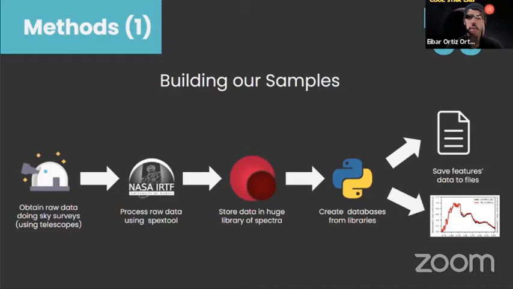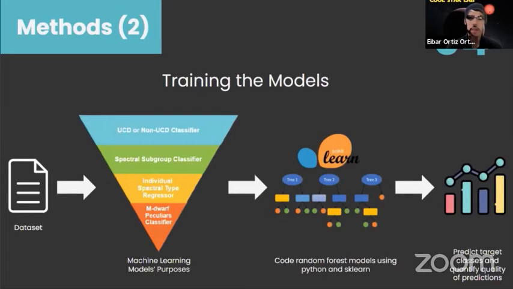Subsequently, that spectroscopy data is reduced and cleaned to be processed and gathered through the SPLAT Python package, which stands for SpeX Prism Library Analysis Toolkit. And with that package, we managed to build several samples of ultra-cool dwarf, brown dwarf, and non-ultra-cool dwarf spectra.